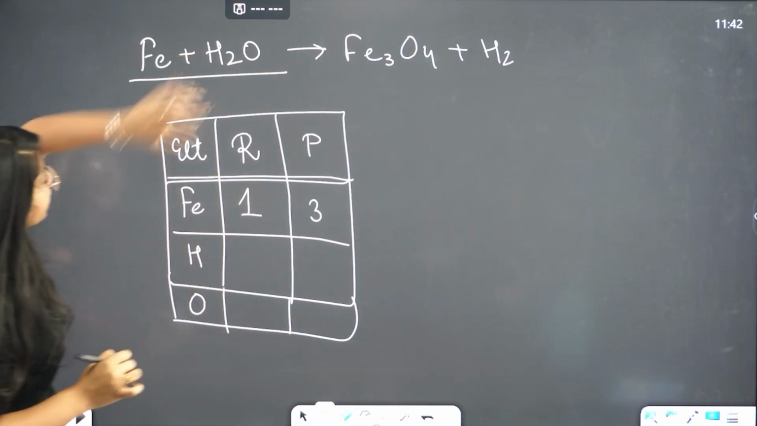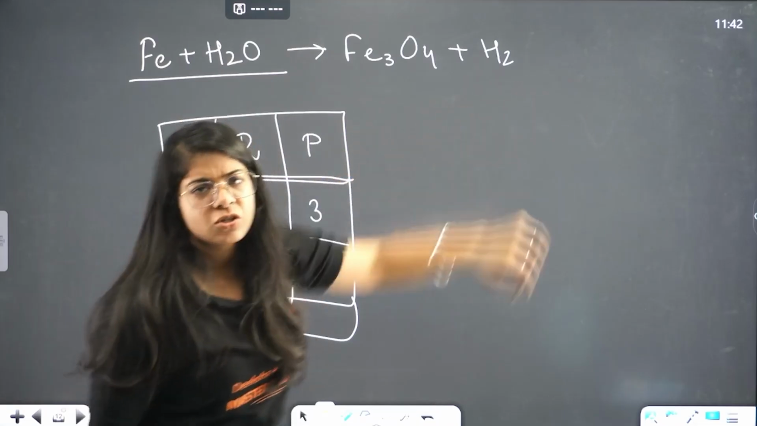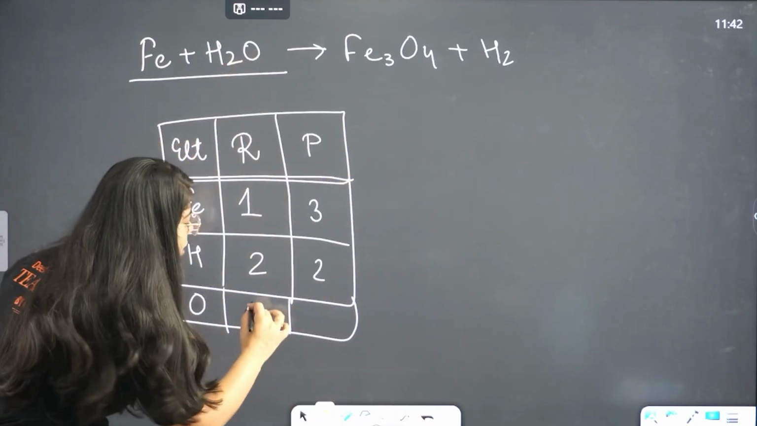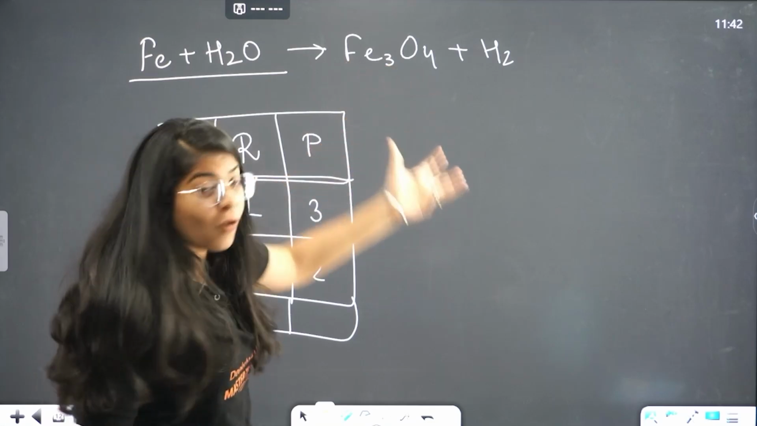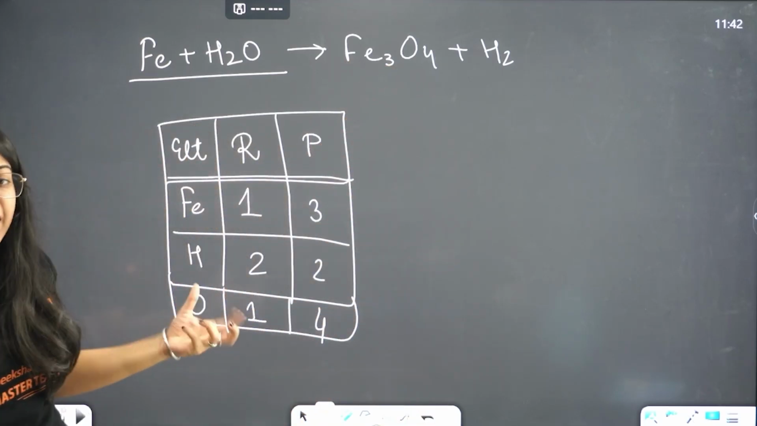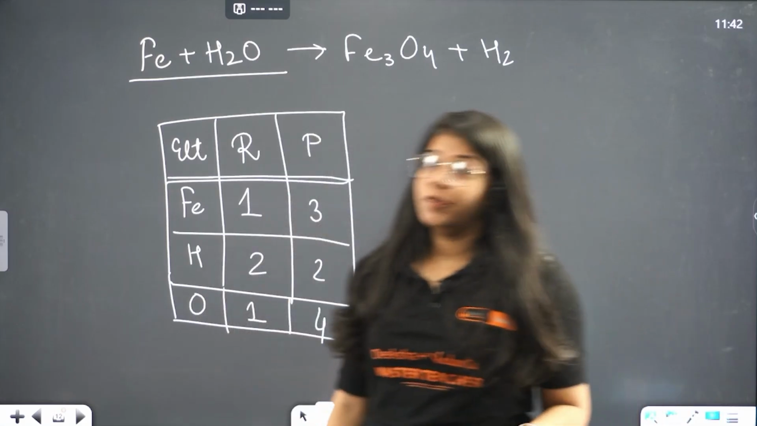In the reactant side, hydrogen is 2. In the product side, hydrogen is also 2. So hydrogen is already balanced. Oxygen is only 1, and here oxygen is 4. So I have to balance this. Why? To apply the law of conservation of mass.